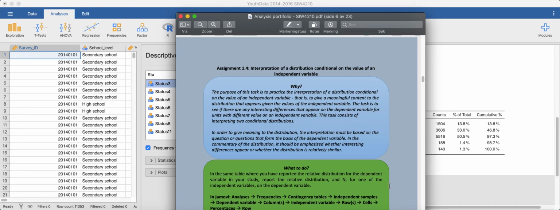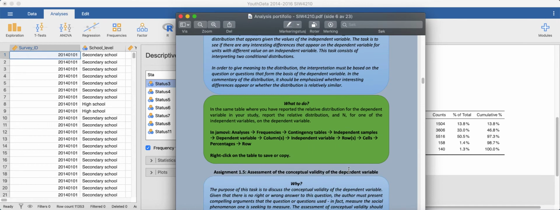The task consists of interpreting two conditional distributions. In order to give meaning to the distribution, the interpretation must be based on the question or questions that form the basis of the dependent variable. In the commentary of the distribution, it should be emphasized whether interesting differences appear or whether the distribution is relatively similar. So what to do?